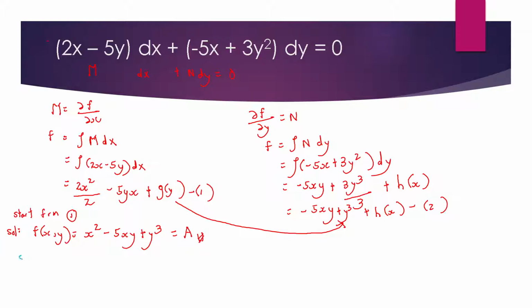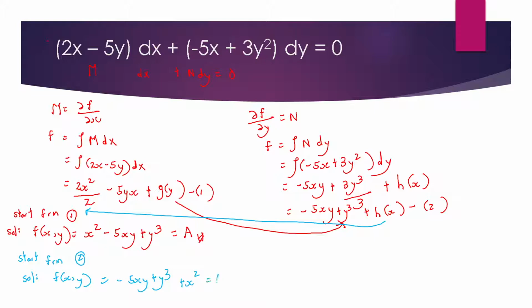Okay, if you start from equation 2, your solution will be your f(x,y). You have negative 5xy plus y cubed. h(x) is a function of x, which is referred to here, which is x squared, and then equal to a. So you see, either you start from equation 1 or you start from equation 2, you should obtain the same solution.